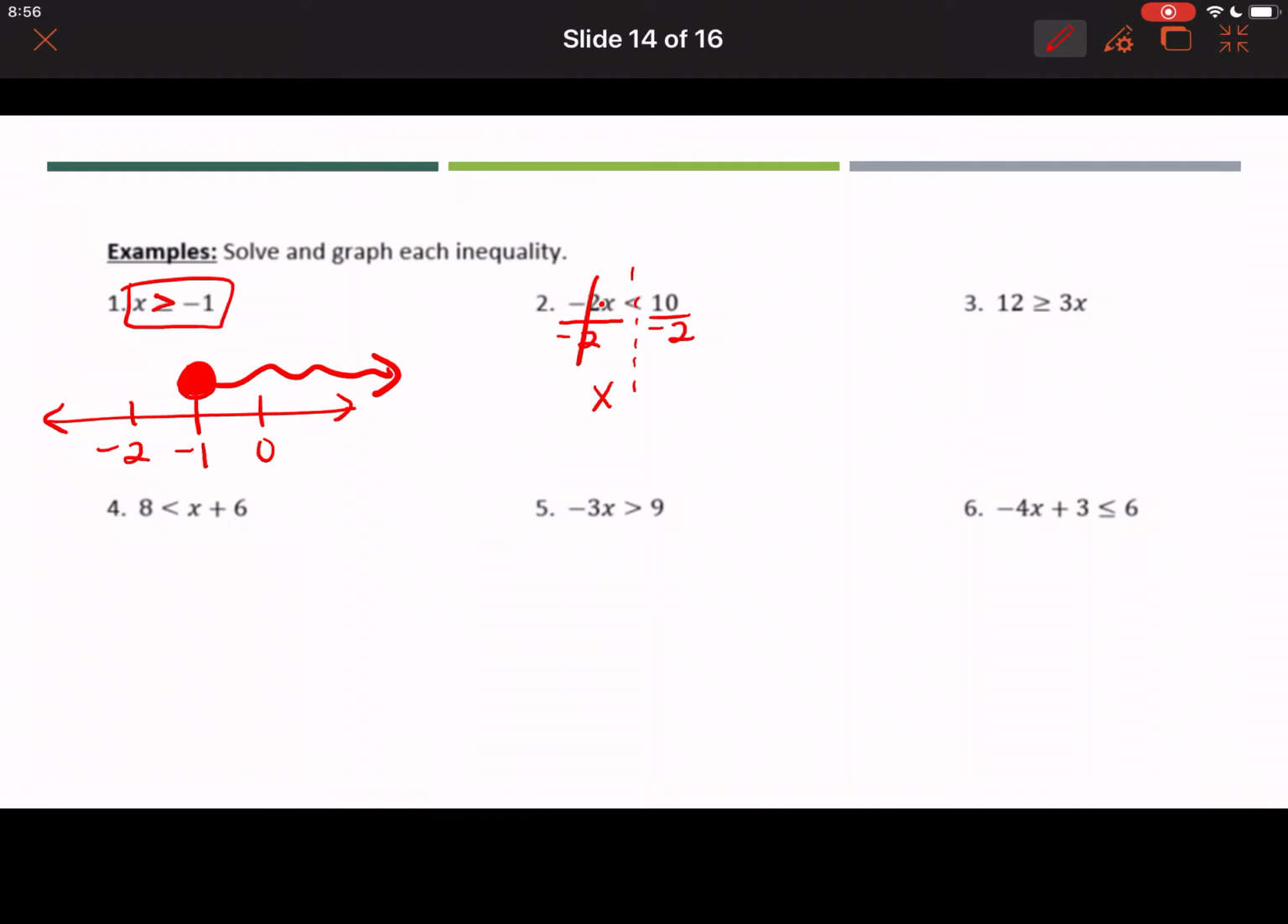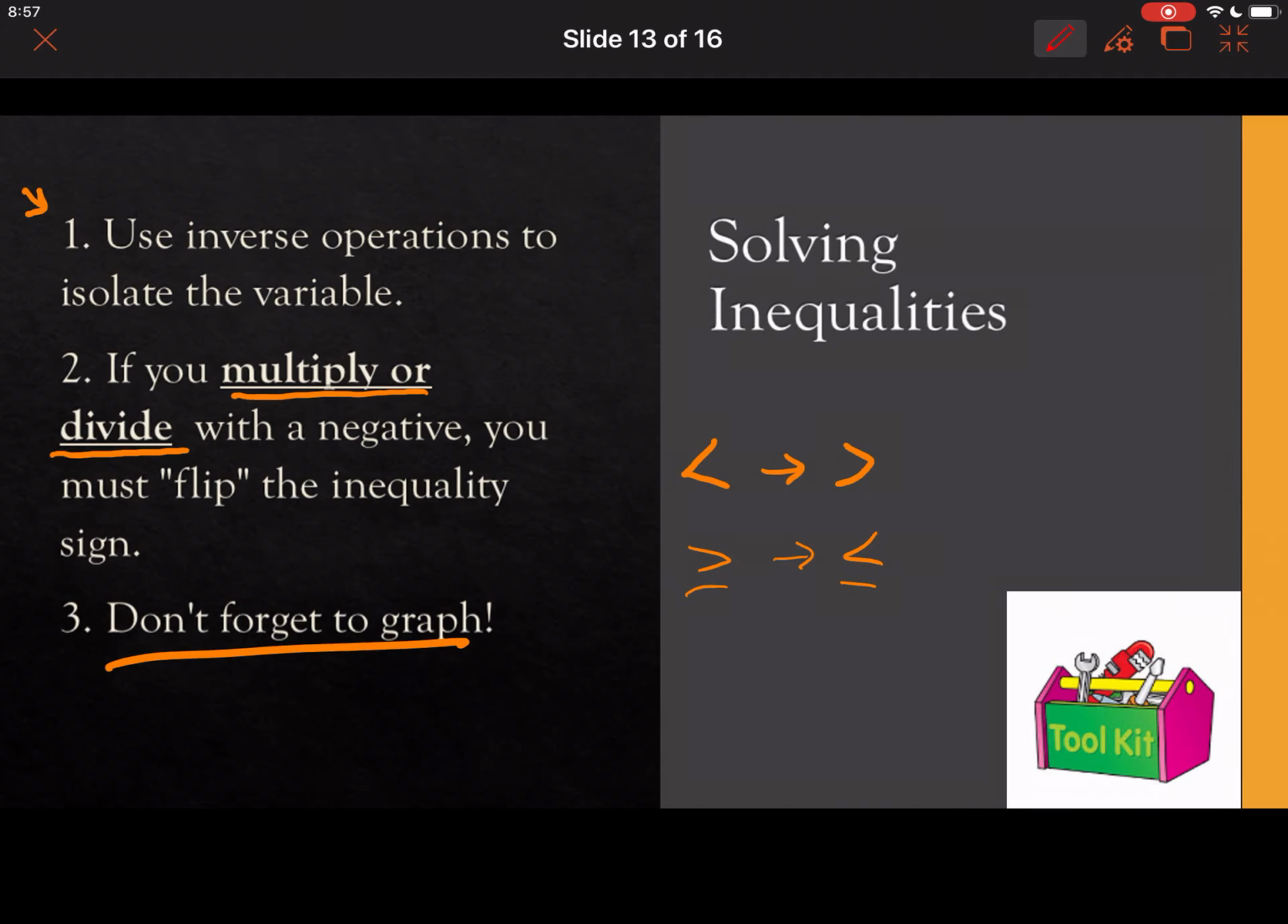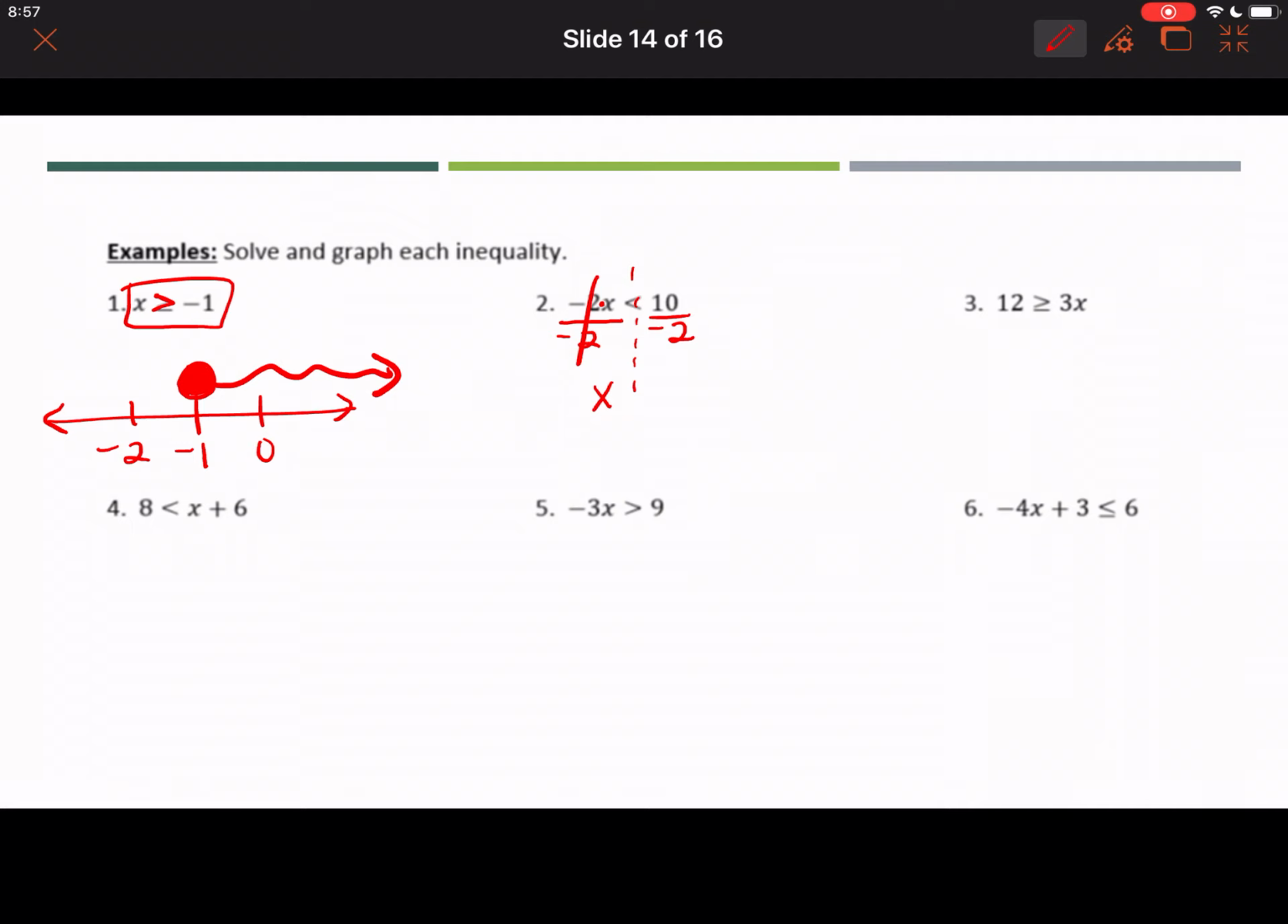Now, remember my big rule. Let me go back a second. If you multiply or divide with a negative number, you have to flip the inequality, right? Very important. You have to remember that. And that's what we're doing here. We're dividing both sides by -2. So this inequality symbol is going to flip to a greater than. So 10 divided by -2 is -5. Now my x is by itself. So algebraically, I'm done solving.